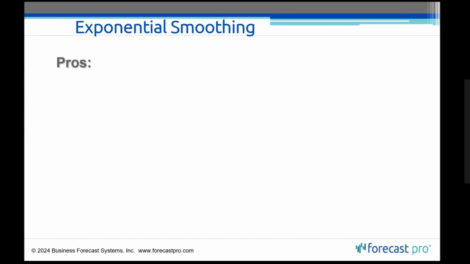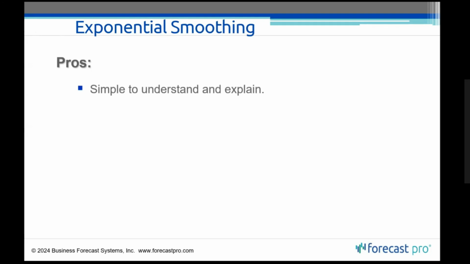Exponential smoothing is a very popular forecasting method. Basically, in all the surveys of what methods people use to generate forecasts, other than spreadsheets and judgment, usually if you're using a statistical method, exponential smoothing is often there. And there's some good reasons for that. So what are some of the pros here?